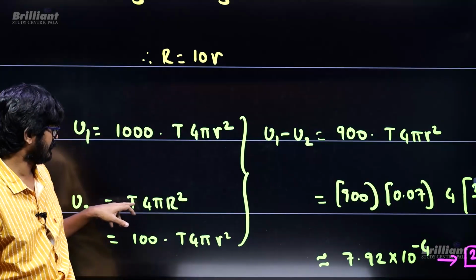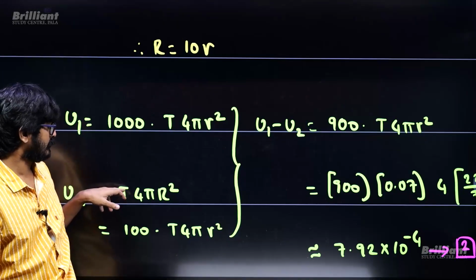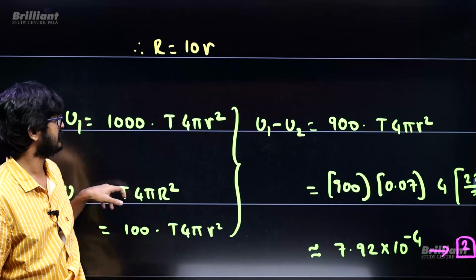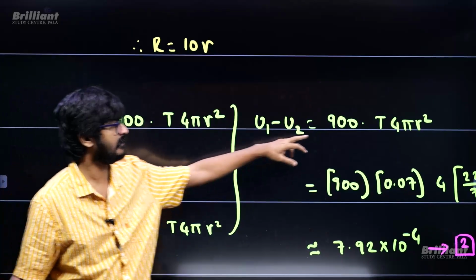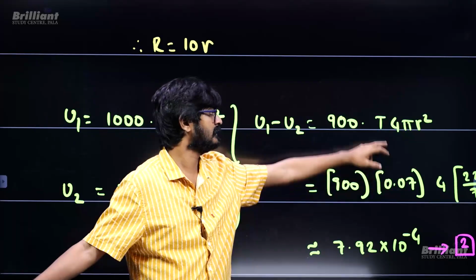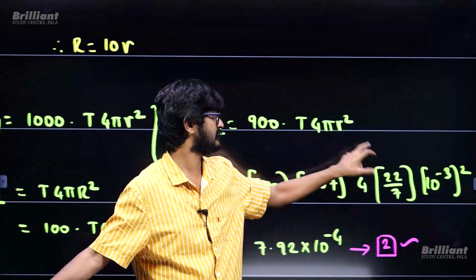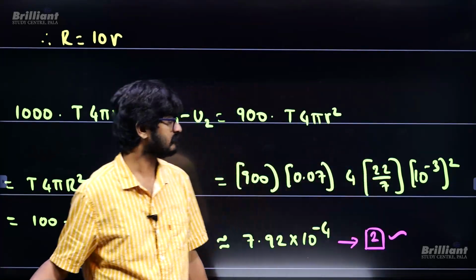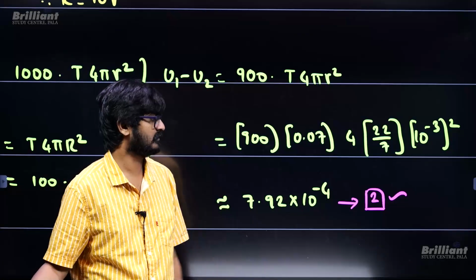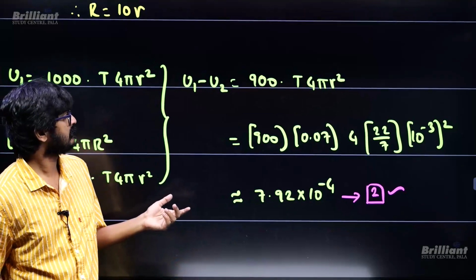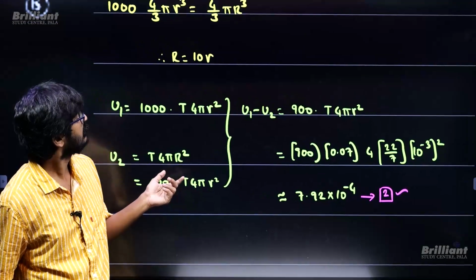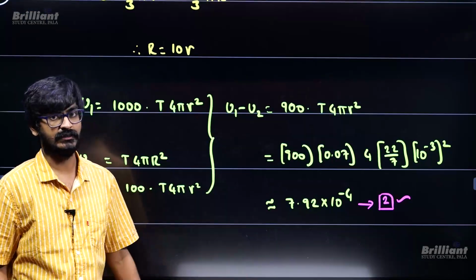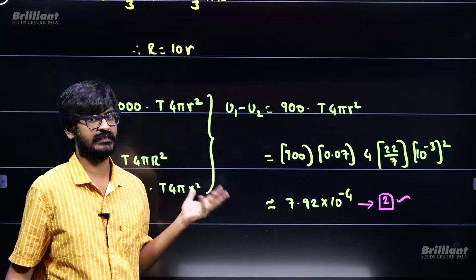So when I substitute, I will be getting 100 into T into 4 pi small r square. So this is 100, this is 1000. So I will be getting 900 into T into 4 pi small r square. This T value is given. They are asking us to take 22/7. Radius value is given. When you substitute, you will be getting this much. So you can see this much energy is getting released, this much surface energy is getting released.